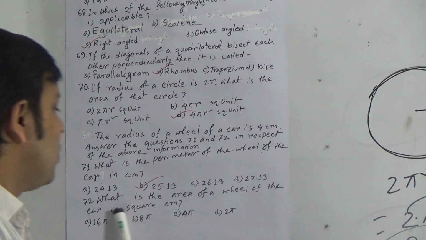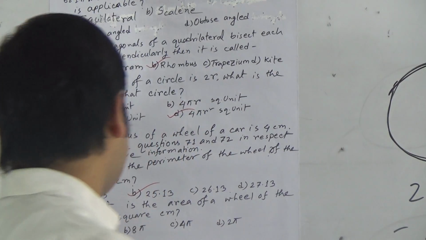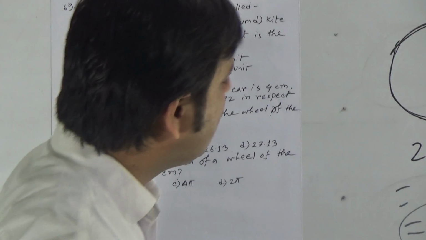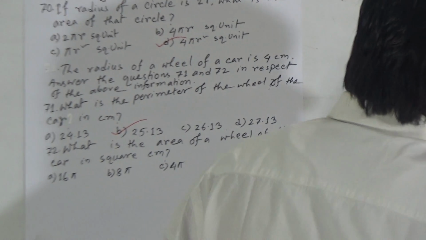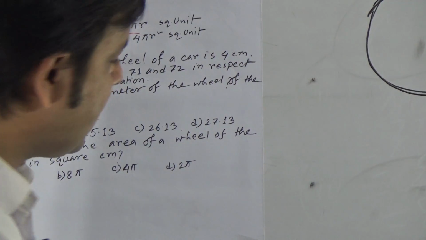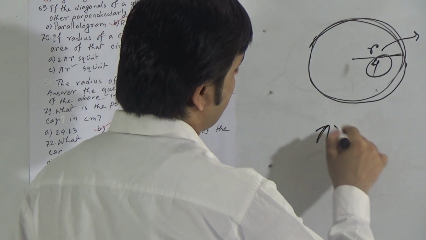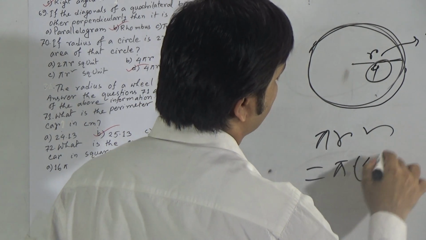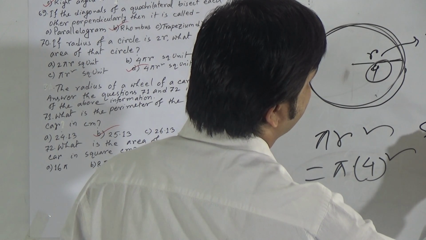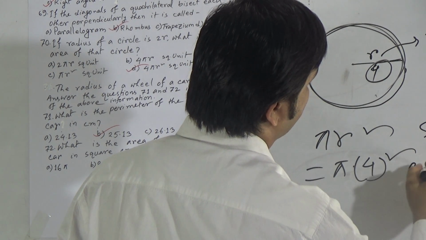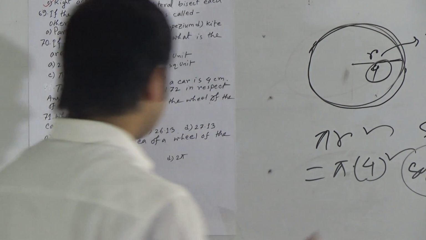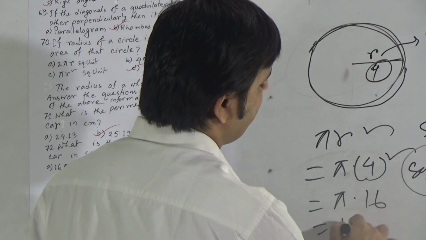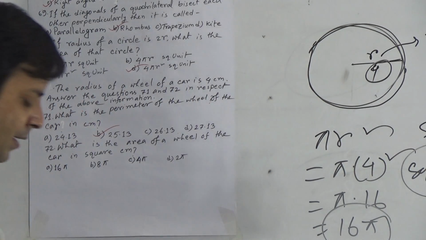Now question 72. What is the area of the wheel of the car in square centimeter? We need to find the area of the wheel. Dear students, you know as wheel is like a circle, and the formula of determining the area of a circle is pi r square. Here the value of r is 4. This is square unit, so we can write here square centimeter. If we do this calculation, we will get pi into 16, means 16 pi.